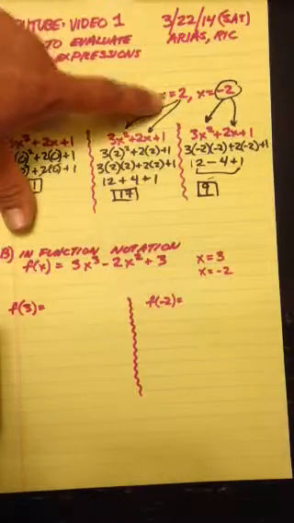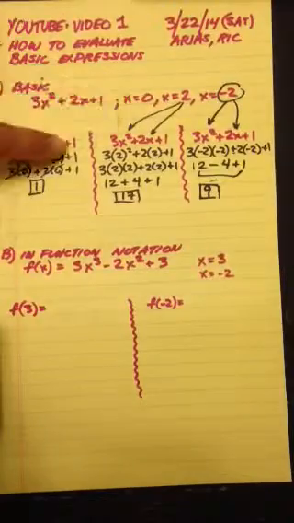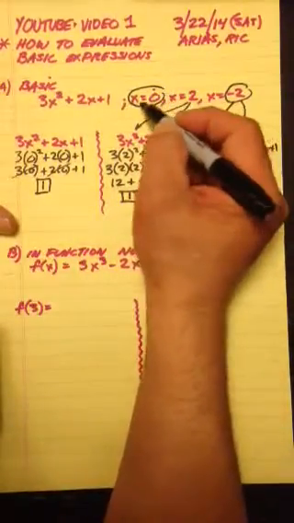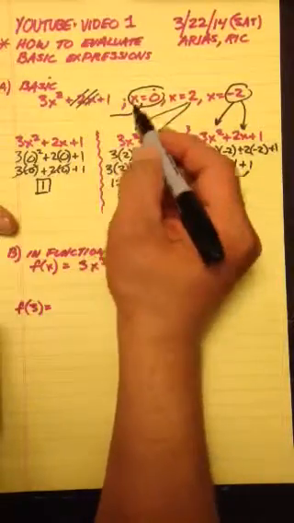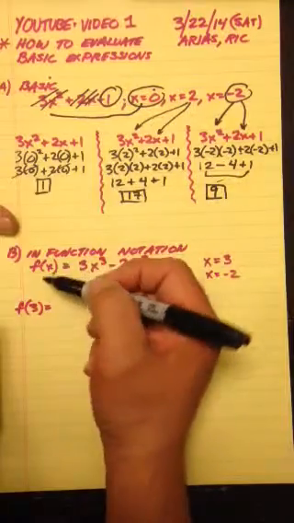When you plug in a 2 value, you get a 17. When you plug in a 0 value, you get a 1. We could have seen that right from the beginning, because this little 0 is going to destroy this and destroy this by multiplication, leaving you only with a 1.